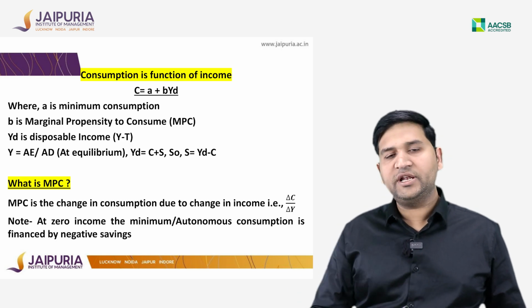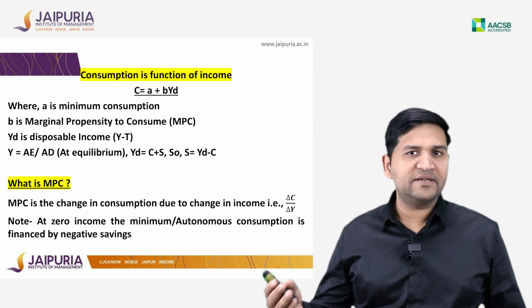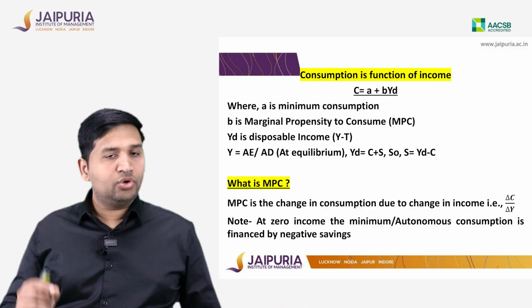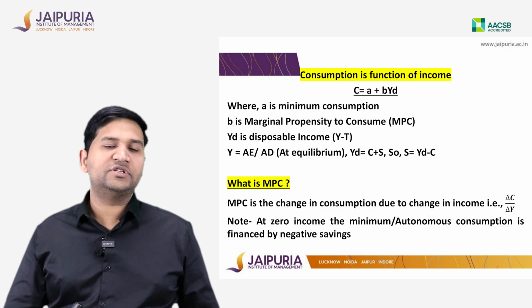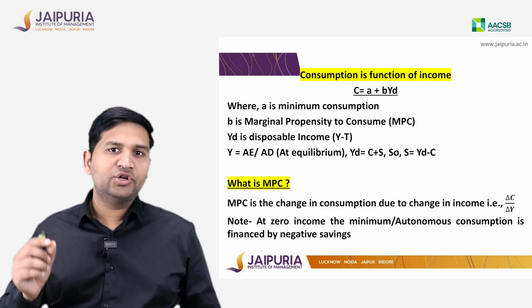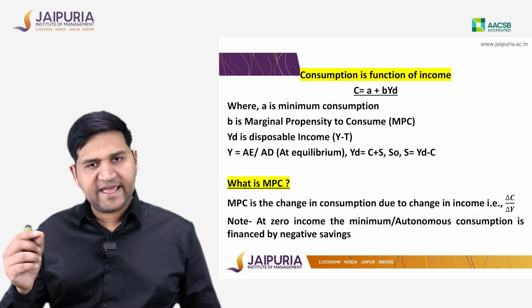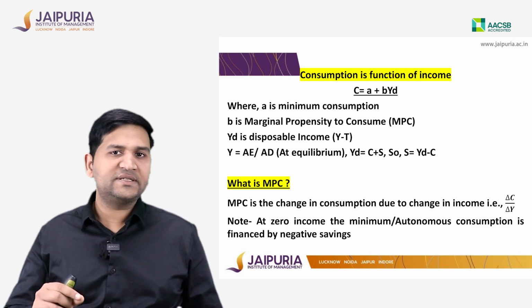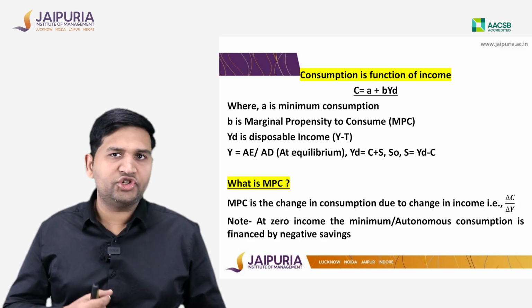Now, at equilibrium level, total income and total expenditure are equal to each other. That is, total income is equal to C plus I plus G plus X minus M, that is net export. Total disposable income can also be derived from consumption and saving. That is, total disposable income is equal to C plus S, that is consumption plus saving. Now let's explore more about consumption function.